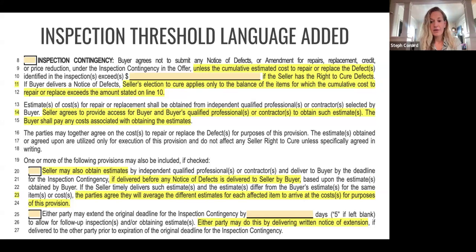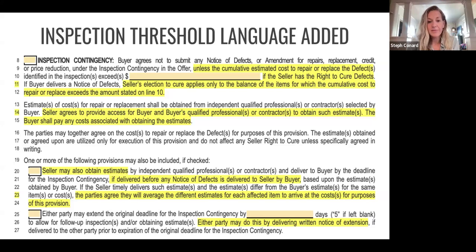They must deliver to the buyer by the deadline for the inspection contingency, if delivered before any notice of defects is delivered to the seller or buyer. So the seller's kind of on a time crunch here. They can get their own, but they have to deliver it before the inspection contingency deadline and before a notice of defects is delivered by the buyer.